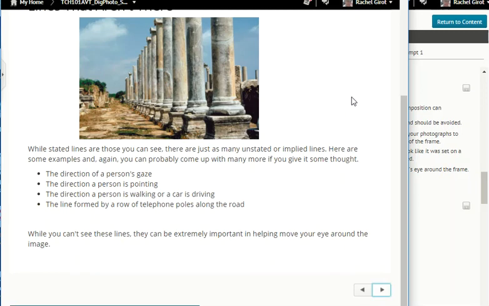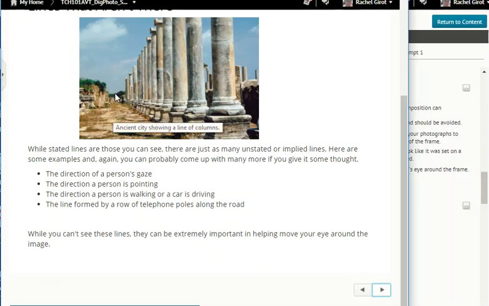While stated lines are those you can see, there are just as many unstated or implied lines. Here are some examples, and again, you can probably come up with many more if you give it some thought. The direction of a person's gaze. The direction a person is moving. The direction a person is walking or a car is driving. The line formed by a row of telephone poles along a road.